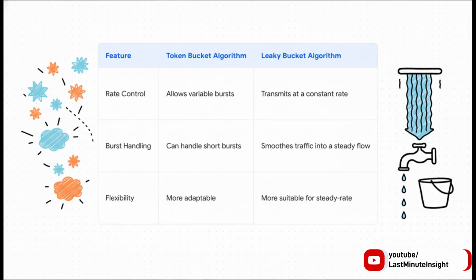So which one's better? Well, it's not really about better or worse. This comparison makes it super clear. The leaky bucket is fantastic when you need a perfectly steady, predictable flow of data. But the token bucket is just way more flexible, and it's much better at handling the choppy, unpredictable nature of most internet traffic, because it allows for those controlled bursts.